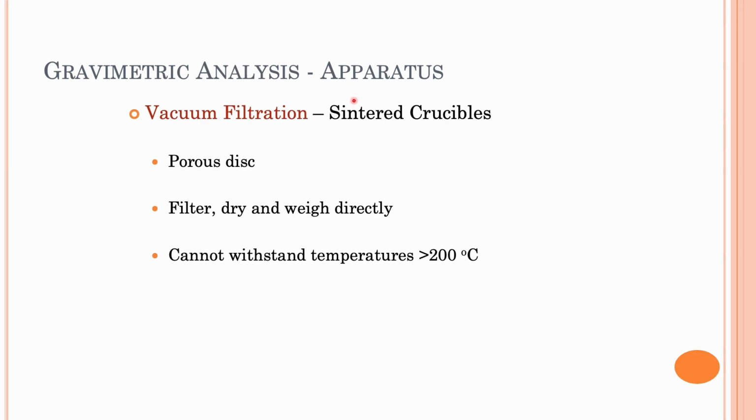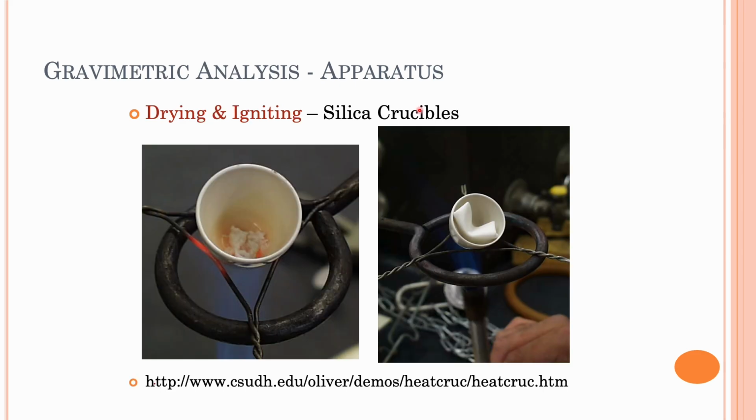Aside from your sintered glass crucible, you also have your silica crucible, and this is used solely for the heating step. Right, so you have your precipitate in, and this is your silica crucible. So your silica crucibles are inert. They're made of silica, as the name suggests, and they can tolerate temperatures greater than 200 degrees Celsius. Alright, and they have a high resistance to heat shock. But unlike your sintered crucible, they cannot be used for the filtration step.